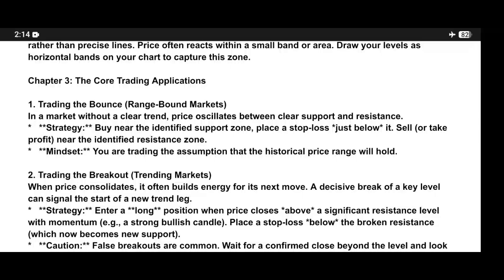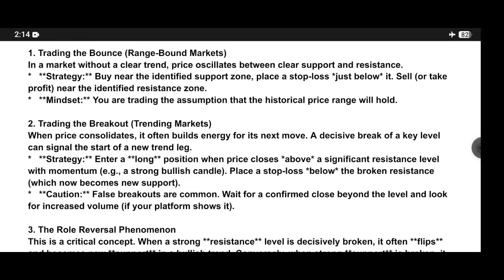Number 2 is trading the breakout, which is a trending market. Now, when price consolidates, it often builds energy for its next move. A decisive break of a key level can signal the start of a new trend leg. Now, what is the strategy you need to follow?